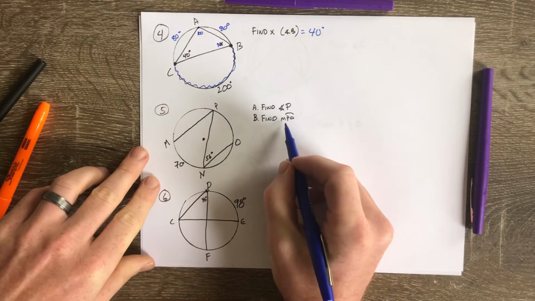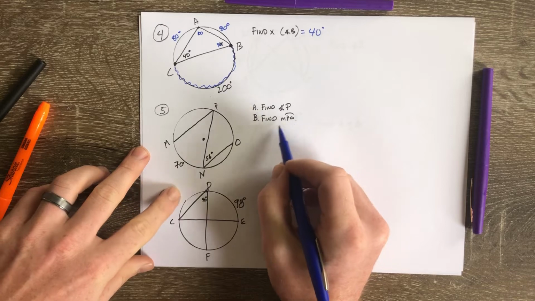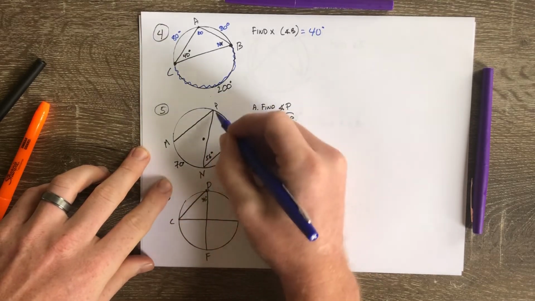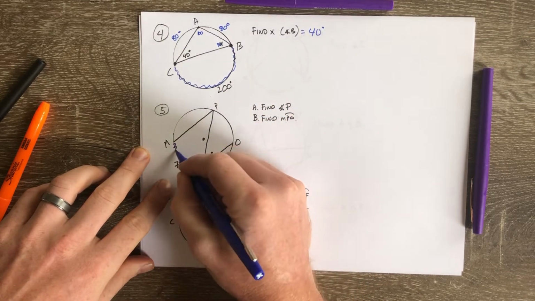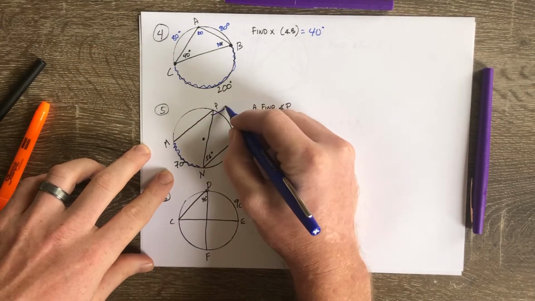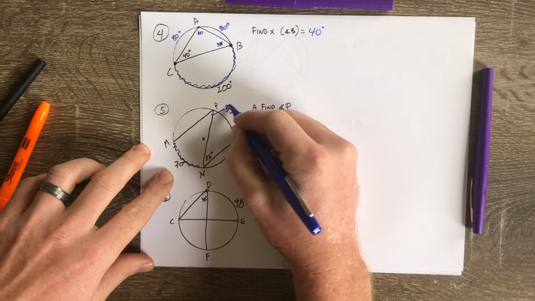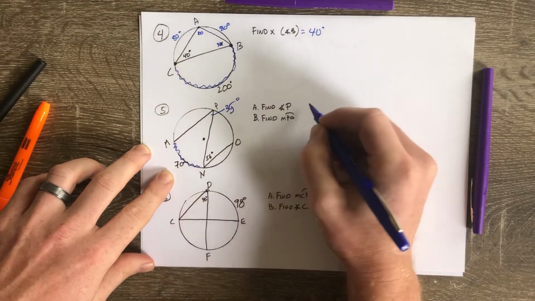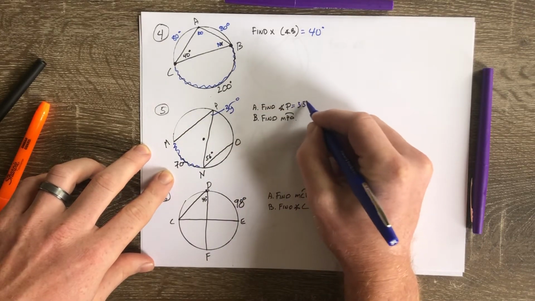Find angle P and the measure of PO. So, all right, find angle P. Angle P is opposite this arc right here, so we're going from the arc back to the angle. Angle P has to be 70 divided by 2, which is 35 degrees. Angle P is 35 degrees.